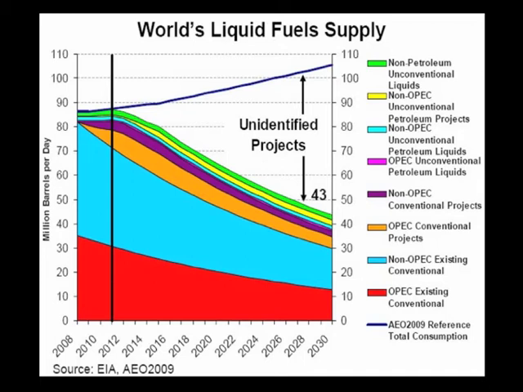The big white space, labeled unidentified projects, the peak oil community calls the wedge of hope. Even though these new projects have yet to be identified, the EIA dubiously estimates that production will increase from 88 million barrels per day to 105 million by 2040, a mission we think is impossible.